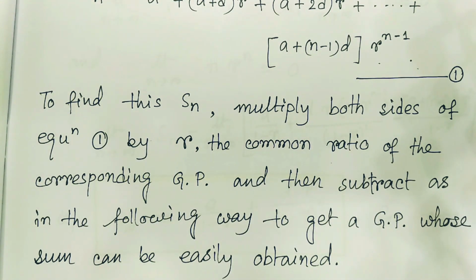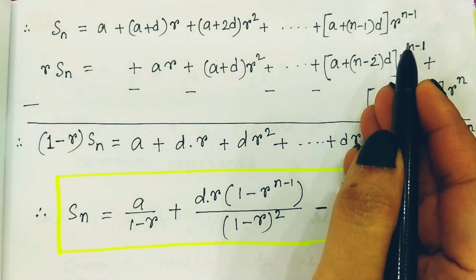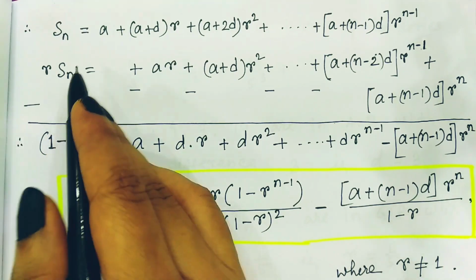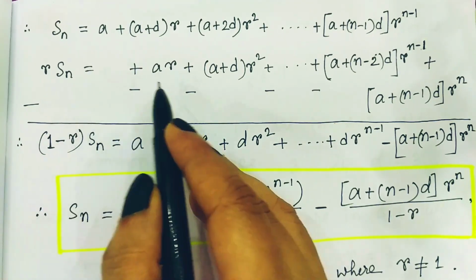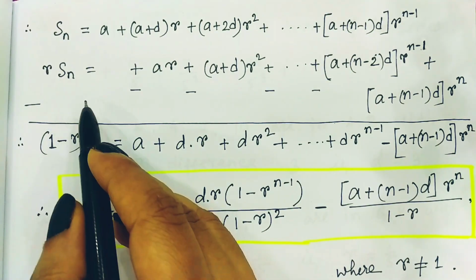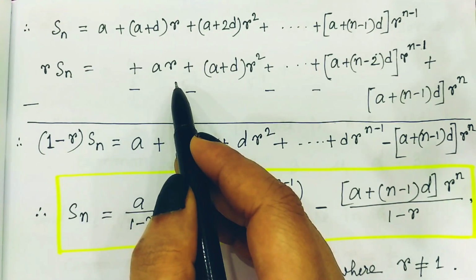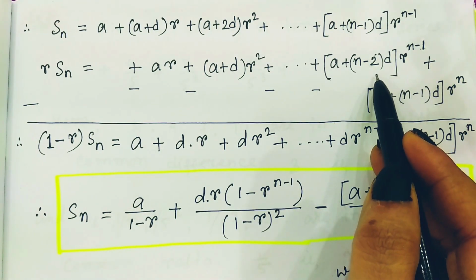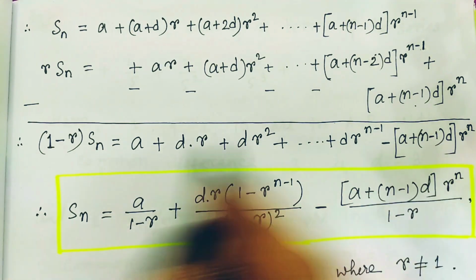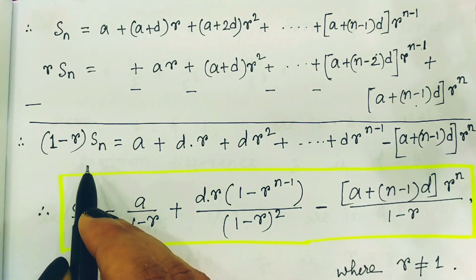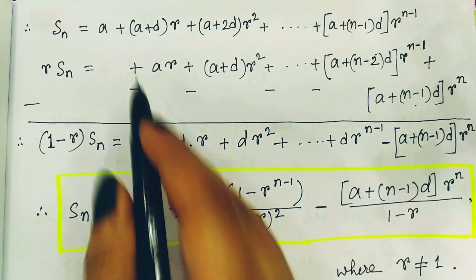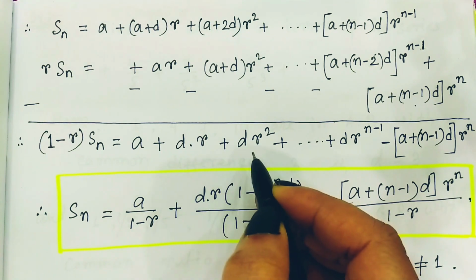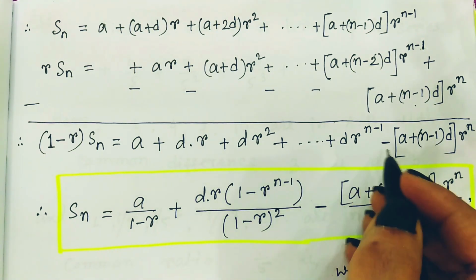So how will we do it? Sn is equal to this one. We multiply R with this Sn, and after multiplying R on both sides, we write the terms shifted by one. So R Sn is equal to AR plus A plus D into R square, and in this way, this is the previous term of the nth term and this is the nth term. Now if we subtract these two, we get 1 minus R into Sn equals A, the first term. Then we get D into R, next D into R square, and so on.